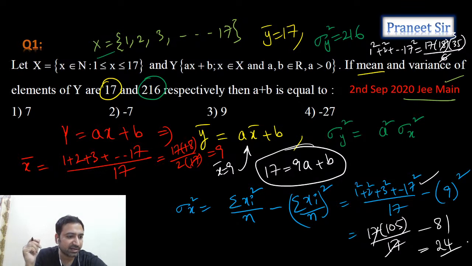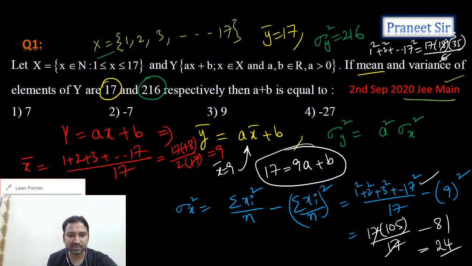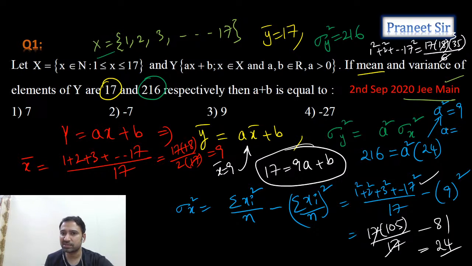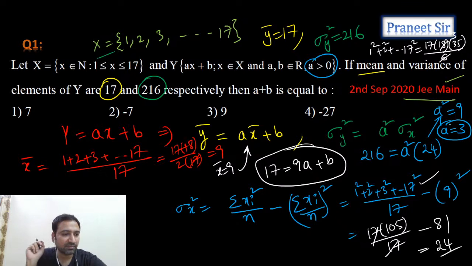Okay, variance we calculate. Guys, we calculated the variance of x, and the variance of y he is already giving you. Substitute these values here. If you substitute, sigma y square is 216, which is equal to a square into sigma x square. Sigma x square we just calculated as 24. From this, are we getting a square is equal to 9? A square is 9 means a value is how much, guys? A should be positive. A is equal to 3.